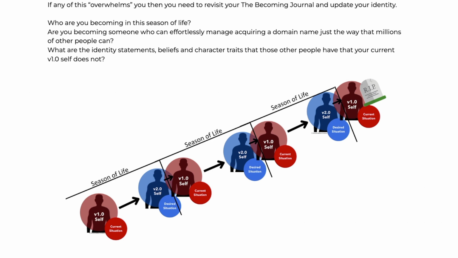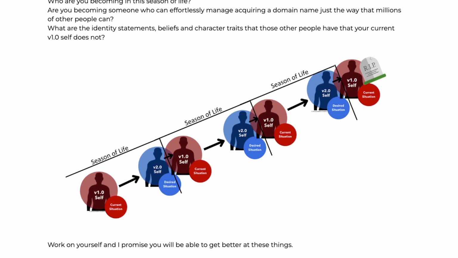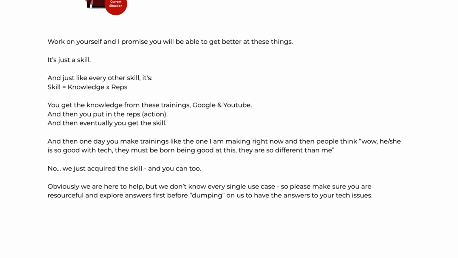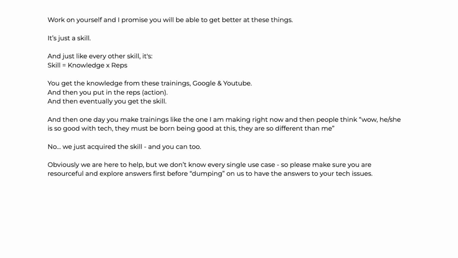What are the identity statements, the beliefs, and the character traits that other people who have done this before me have? That way I can go ahead and update my current version 1.0 self. And so I urge you, work on yourself, and I promise you, you will be able to get better at these things. Honestly, all of this stuff around tech is just a skill. And just like every other skill, at this point, you probably have it tattooed on the inside of your brain, is that skill equals knowledge times reps. You get the knowledge from these trainings, you get the knowledge from Google, you get the knowledge from YouTube, okay? And then you put in the reps, you put in the action, and then eventually you get the skill.